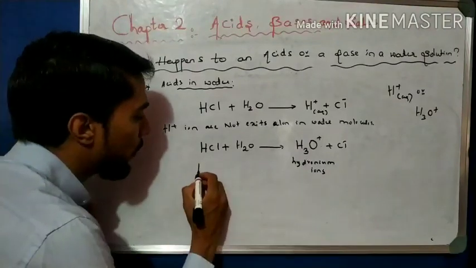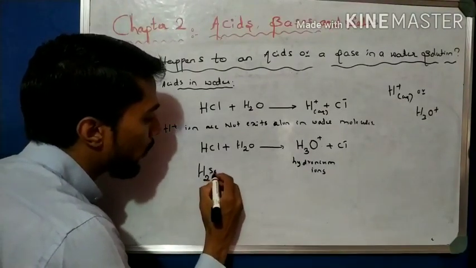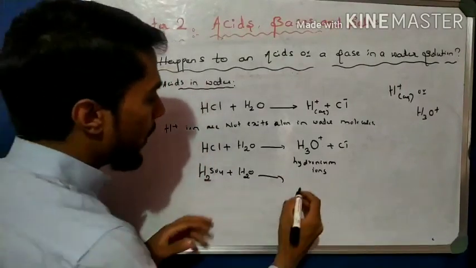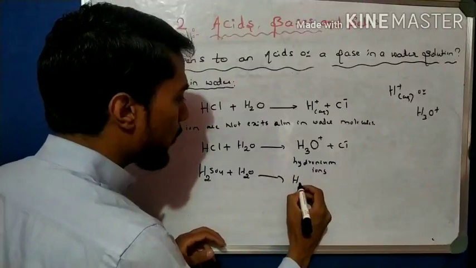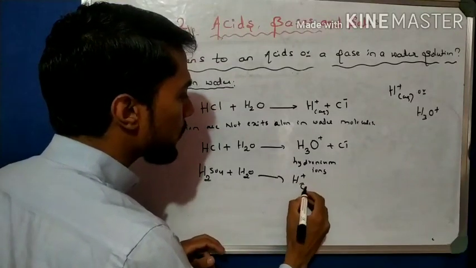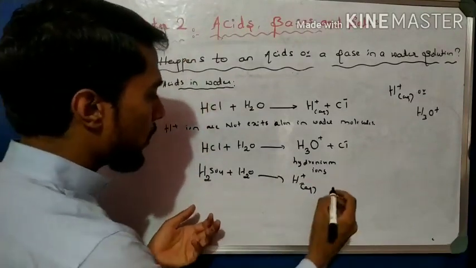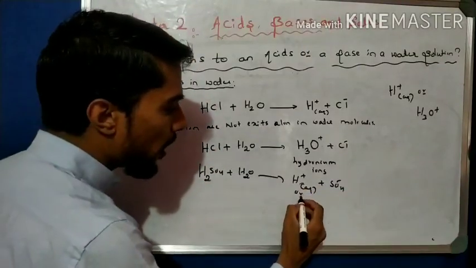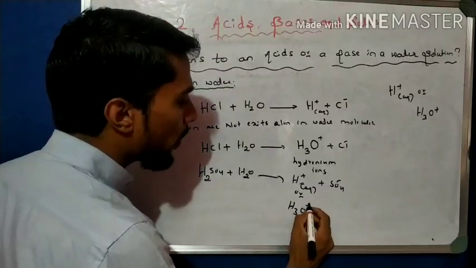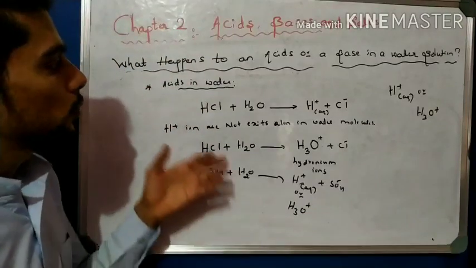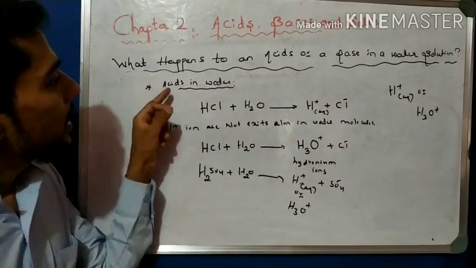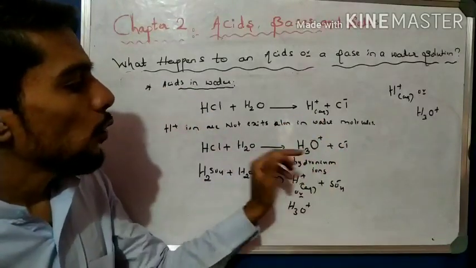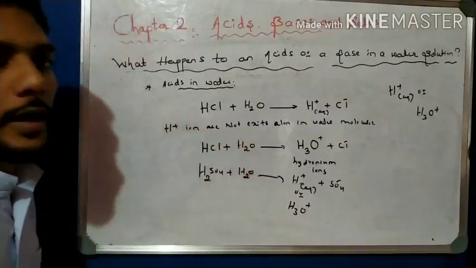Take any acid, you get the same answer. If I take H2SO4 acid, H2SO4 plus H2O, what is the answer here? They form H plus aqueous ions, then OH minus ions. This is also called hydronium ions, H3O plus ions. So the final answer is, acid in water gives H plus aqueous ions or H3O plus ions. This is about the acids.